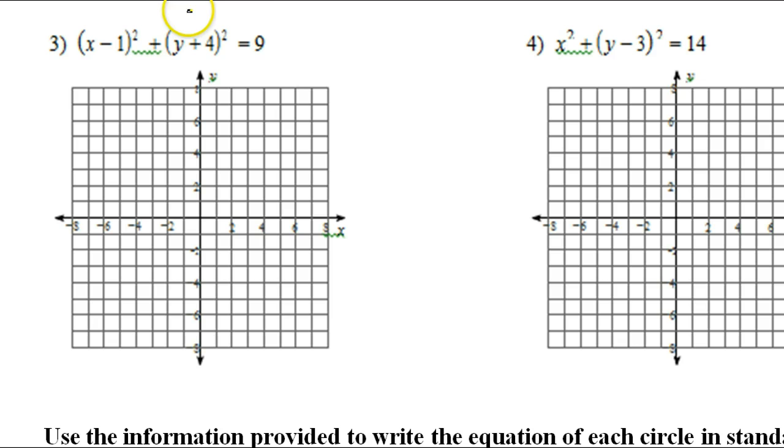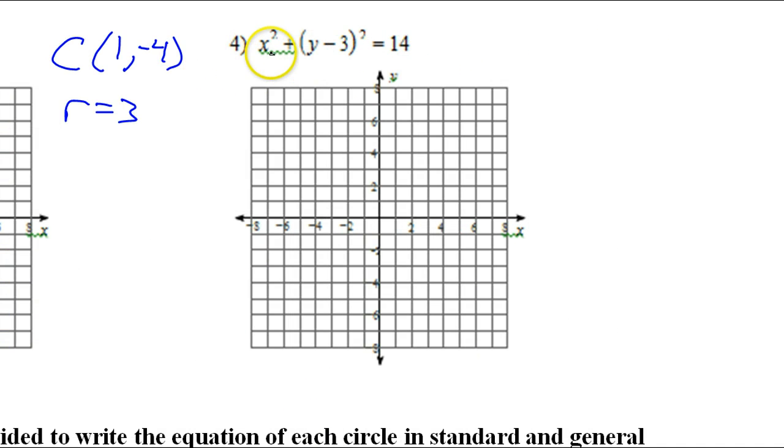Alright, number 3. The center is going to be (1, -4). Alright, opposite, opposite. And then the radius is going to be 3. So here's (1, -4). If the radius is 3, I should be able to go 3 in all directions and be on the circle. Okay, that's the idea. Not the most beautiful circle I've ever seen.